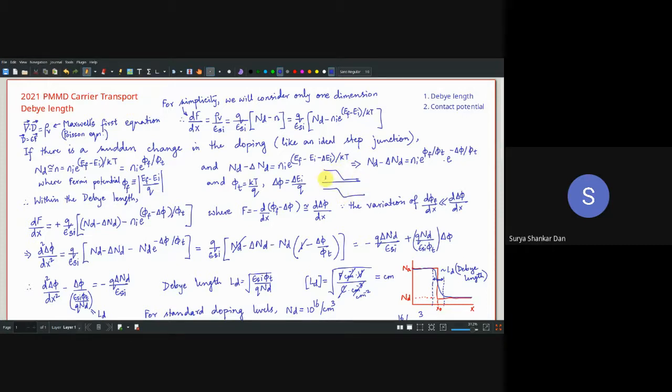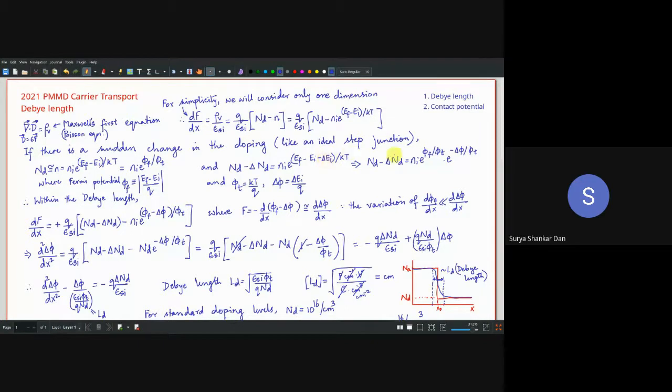So here is a doping of NA, here is a doping of ND. This is n type, this is p type. That means at any instance when it starts to decrease, there will be a change in the potential also, or energy, electrostatic potential energy. So I have put this variation as delta Ei.